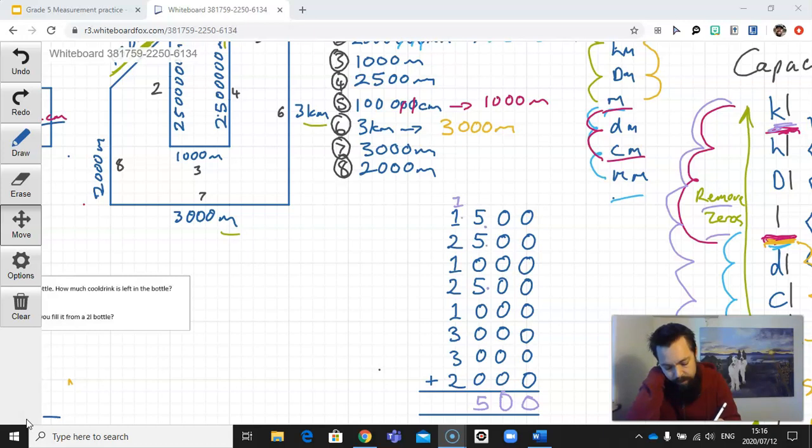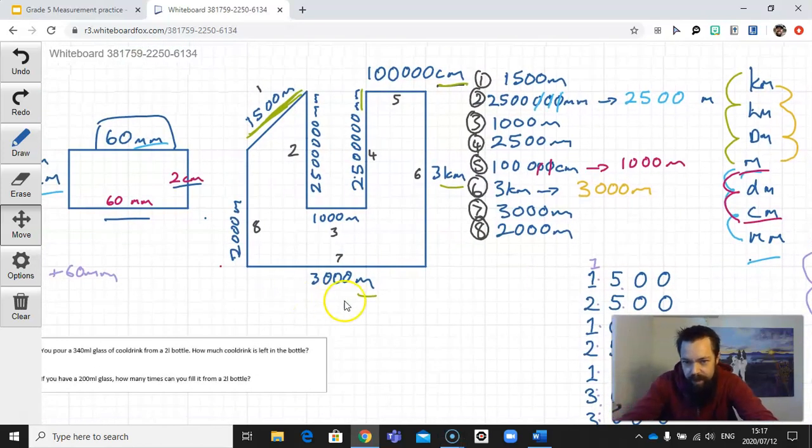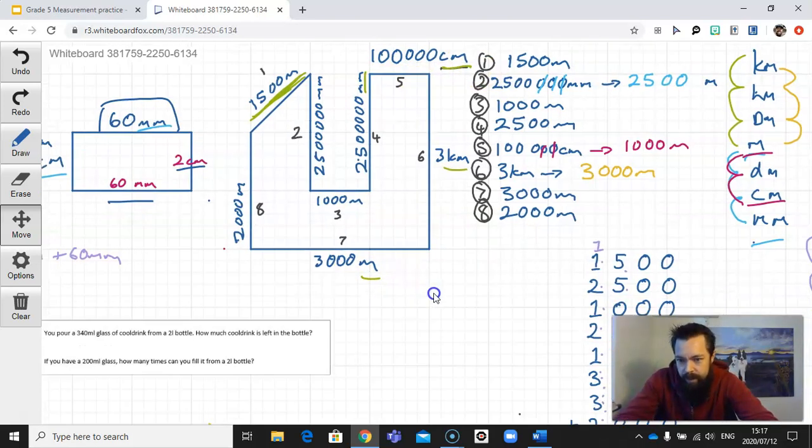1, 2, 3, 4, 5, 6, 7, 8, 9, 10, 11, 12, 13, 14, 15, 16, 6, and carry a 1. So 16,500 meters is the perimeter of that shape over there, that awkward looking shape where we've added all the sides together. Okay, so that was quite a complex one, probably harder than you'll get from your teachers, but we needed to make sure that all of the measurements were in the same unit before we added them together.